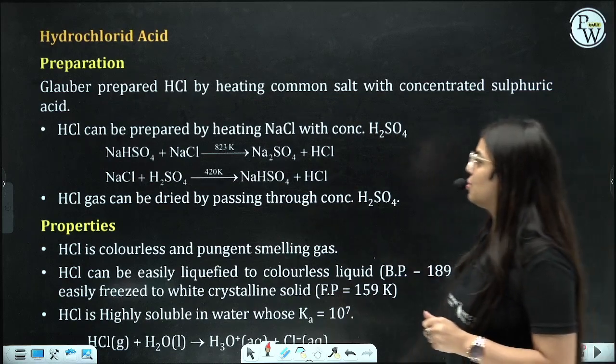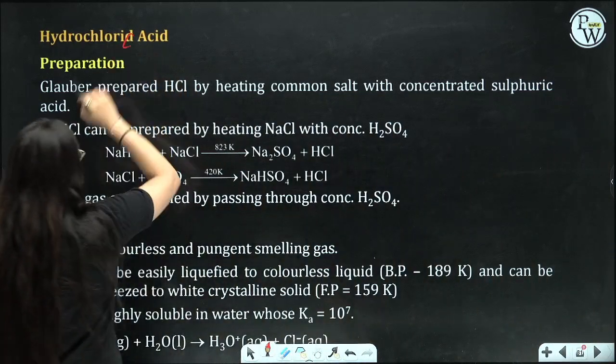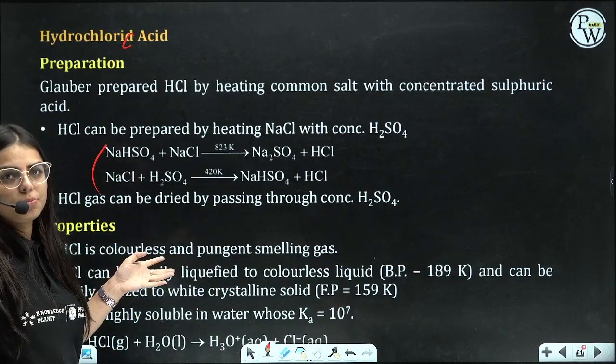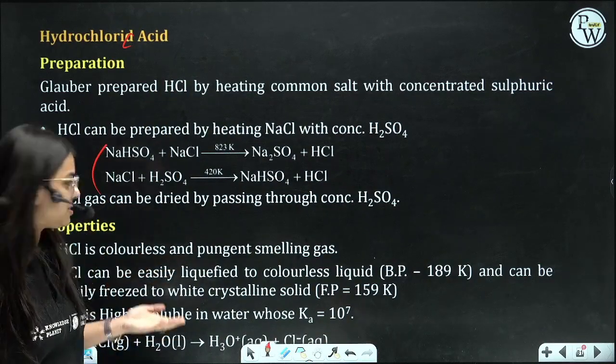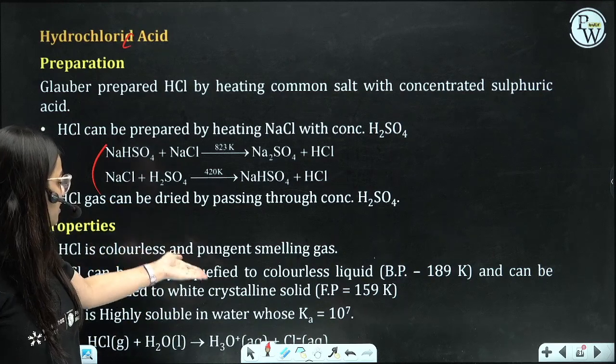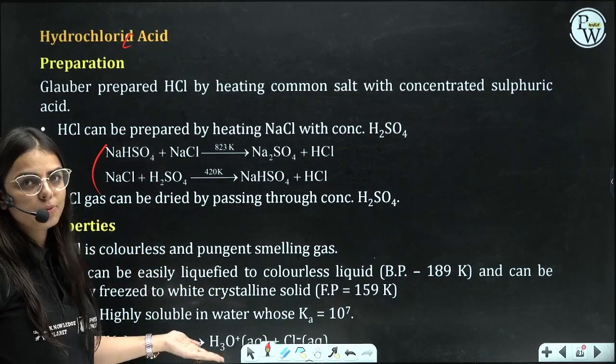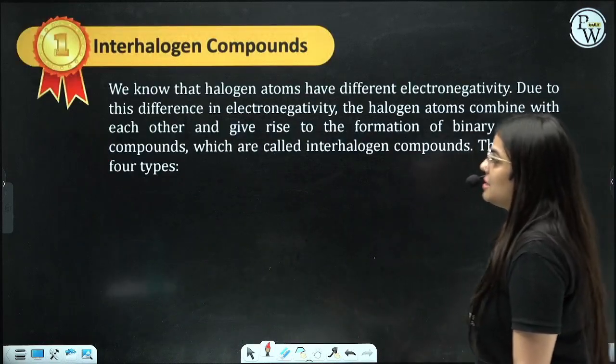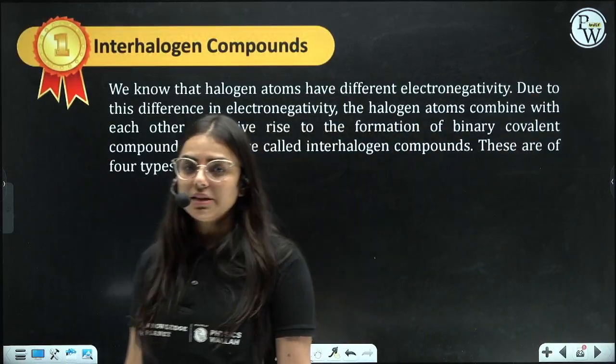Now comes your hydrochloric acid, HCl. HCl can be prepared in various ways. These two are important: NaHSO4 plus NaCl gives Na2SO4 plus HCl. Properties: it is a colorless, pungent smelling gas. It can be easily liquefied to a colorless liquid, students. And now comes the most important part, that is interhalogen compounds.